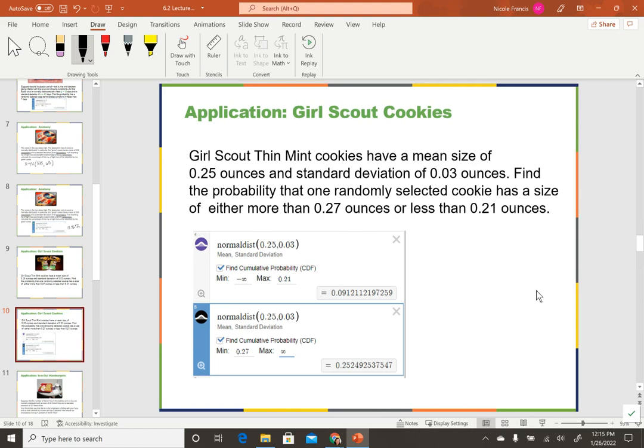So we take 0.0912 plus 0.2524. Is that the same number of decimal places? Yes. We get 0.3436. Oh, I should have gone 2525. I didn't round correctly. We get 0.3437. That's my final answer, 0.3437, because I actually initially had not rounded that correctly.